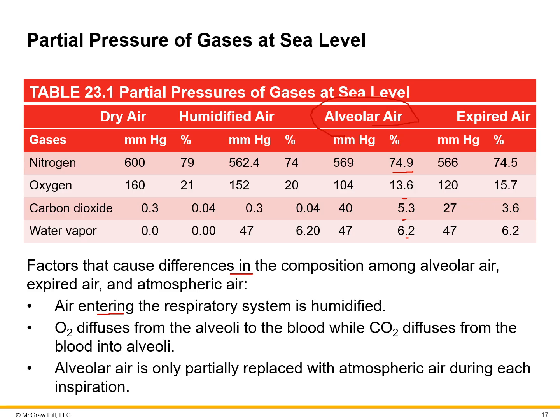The factors that cause differences in the composition include the air entering the lungs, whether or not it's humidified. Dry air doesn't have water vapor, whereas humidified air does, so that can change it. Oxygen diffuses from the alveoli into the blood, and carbon dioxide goes from the blood to the alveoli. That's the exchange. And then it's only partially replaced by atmospheric air during each breath, so it's not a complete turnover. It's a mixing of those gases.